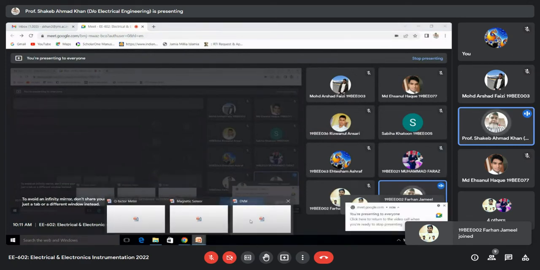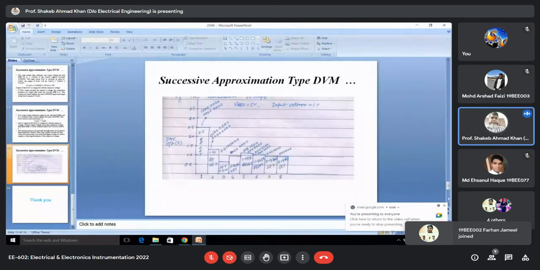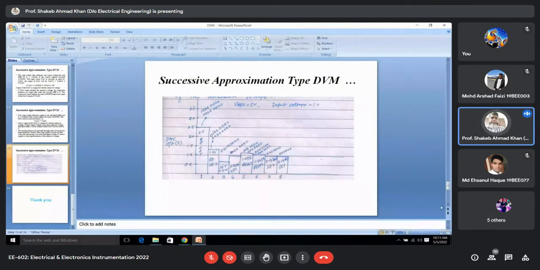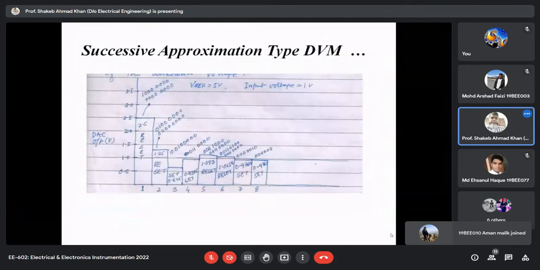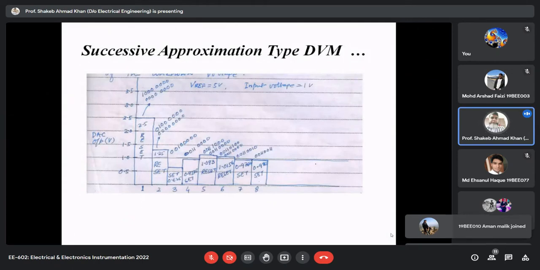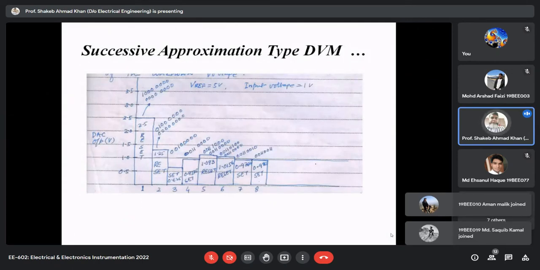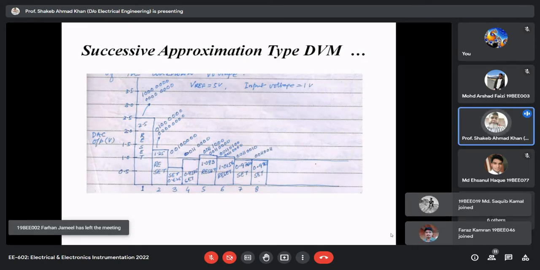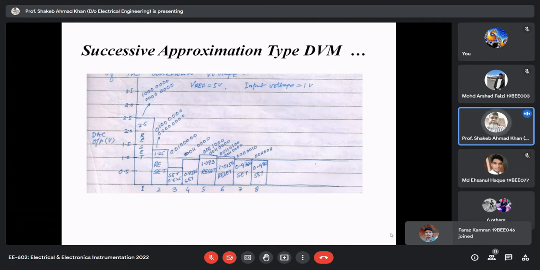ये जो टॉपिक है जो मैंने लास्ट टाइम कवर किया था, if anybody is having any problem, जी successive approximation type DVM, then I'm ready to explain it today. Then I'll proceed to the new topic. So I feel that it is fine to all of you. Should I proceed? कुछ तो बोलो तुम लोग. Yes, sir.